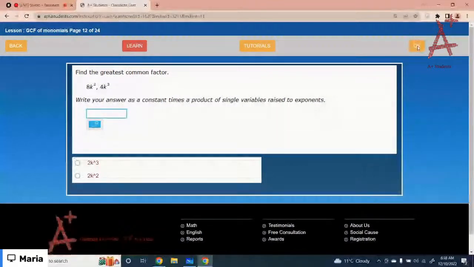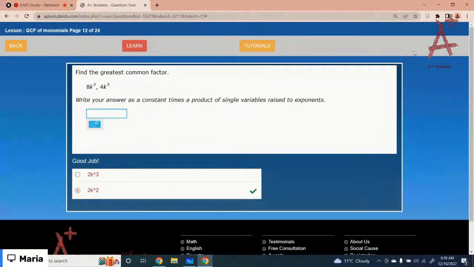Find the greatest common factor. So which is the correct option? That would be 2k square. So just select the correct option and click on the OK button.